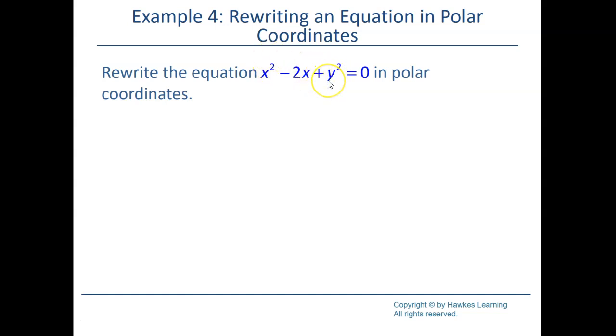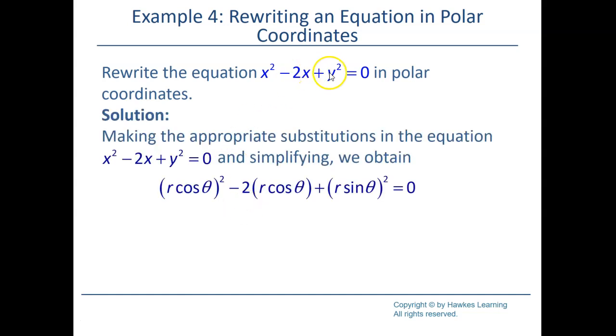Okay, so what does this thing look like in polar coordinates? Well, what we're going to use is the fact that x is r cosine theta and y is equal to r sine theta. So everywhere you see an x, I've replaced it with r cosine theta. Everywhere you see a y, I've replaced it with r sine theta. And then the next thing we do is just simplify.